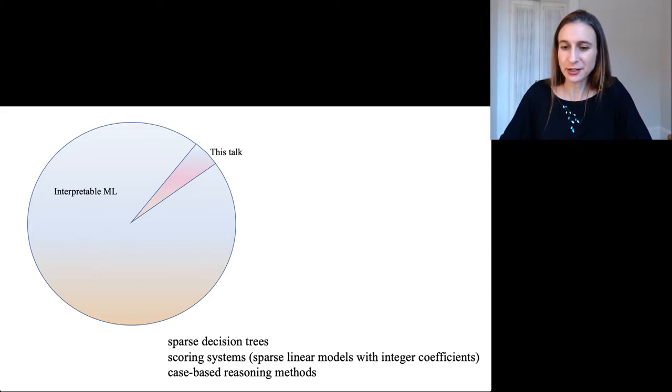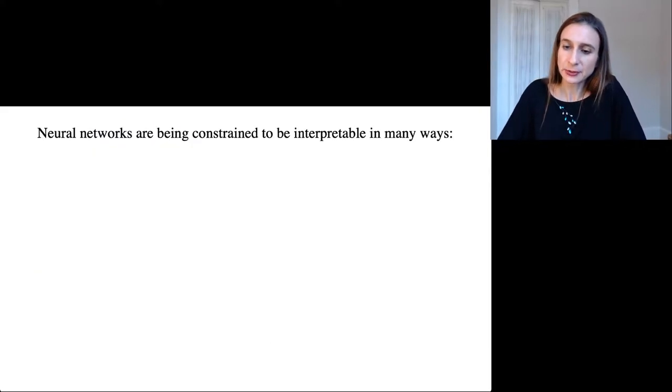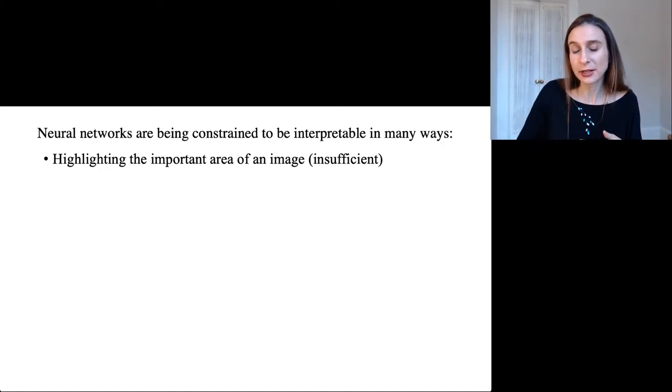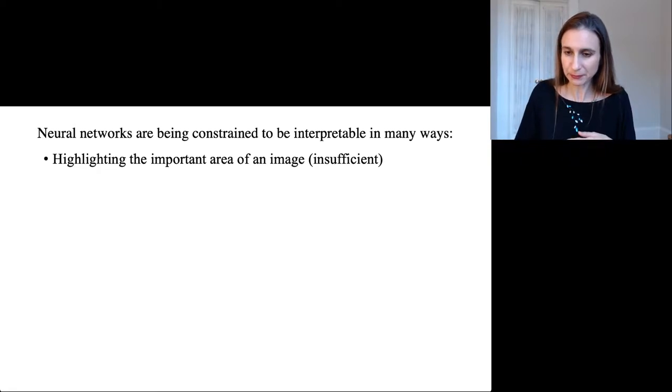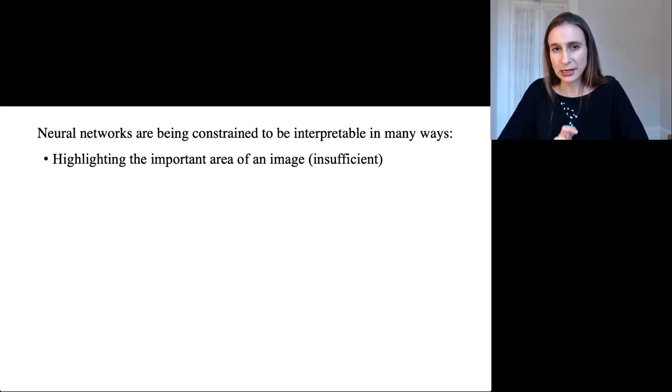In the last part of the talk, I'm going to discuss case-based reasoning models, and in particular, I'm going to talk about interpretable neural networks. Neural networks are being constrained to be interpretable right now in many, many different ways. For instance, there are groups that work on designing networks that highlight the important areas of an image for image classification. So they say, okay, the network is using just this part of the image.